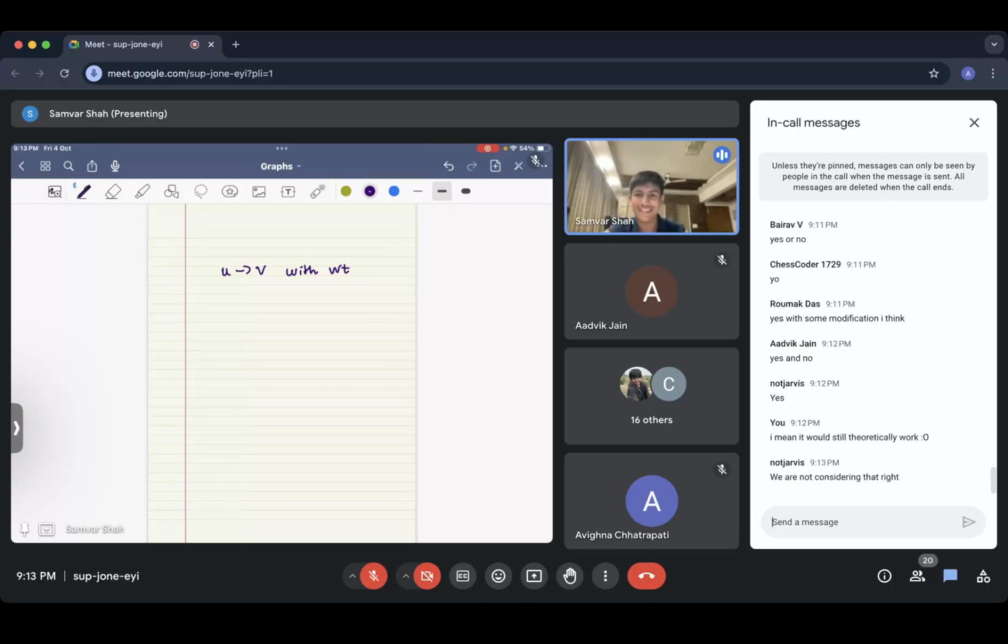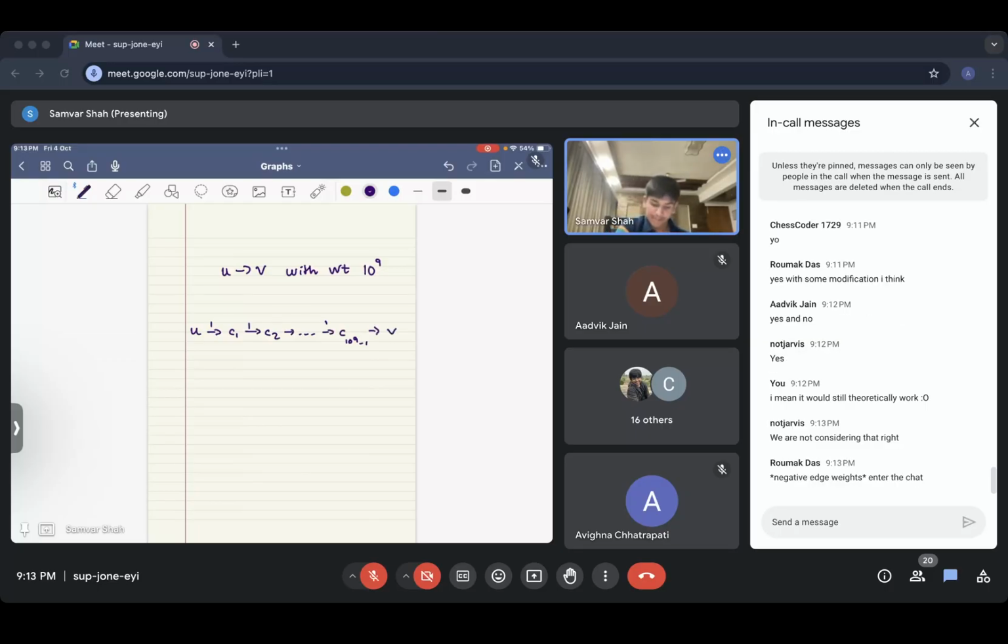So I'm going to explain why people were saying yes and no, because this is a very nice question in that way. Suppose U to V has weight 10 to the power of 9. What Advik is saying is, if I have to divide this as follows, minus 1... Wow, I thought of that. To V, negative edge weights. Okay, so in this case, edge weights are not even equal to 0, they are greater than 0.